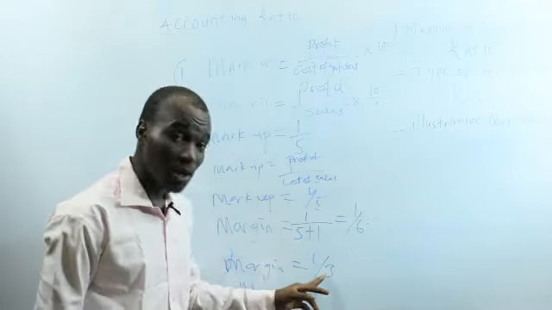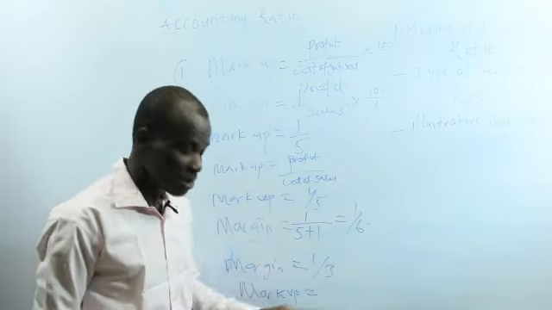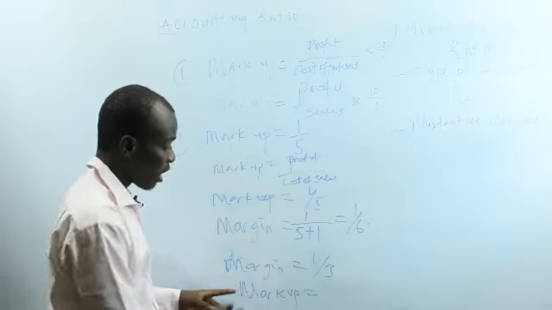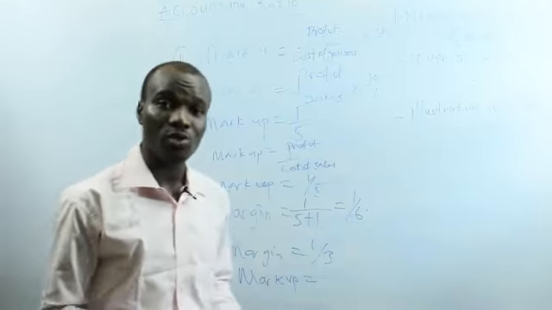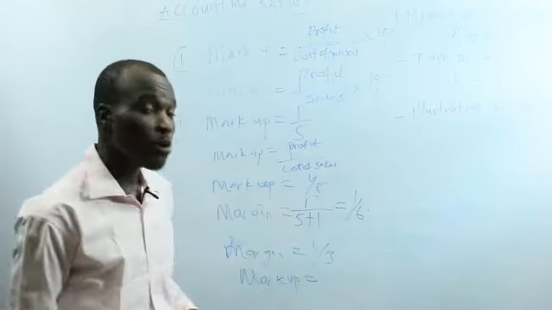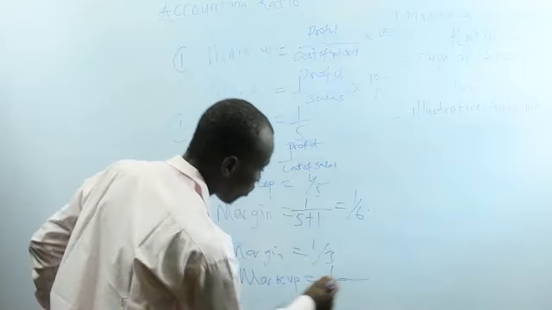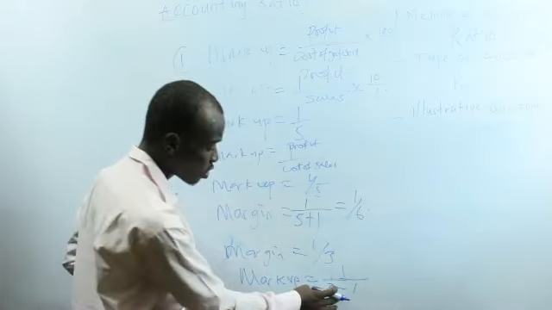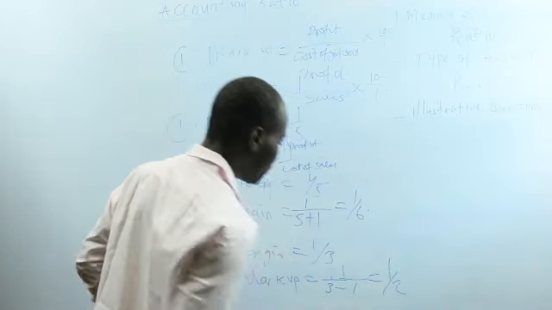The 1 there actually stands for what? Profit, and the 3 stands for sales, because margin is the relation between the profit and the sales. We want to convert this to markup, and markup shows the relation between the profit and cost of sales. So this sales has to be converted to cost of sales. For us to do that, we subtract the profit from the sales. So the 1 serving as the profit will be subtracted from the 3 serving as the sales. That becomes our cost of sales. That means our markup will be 1/2.